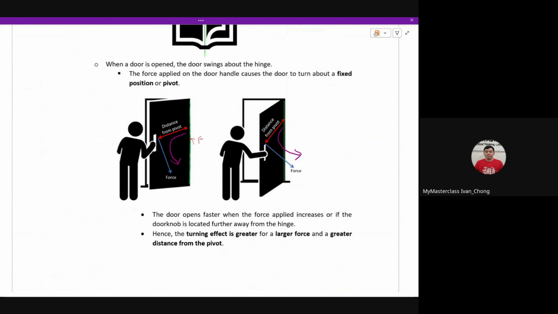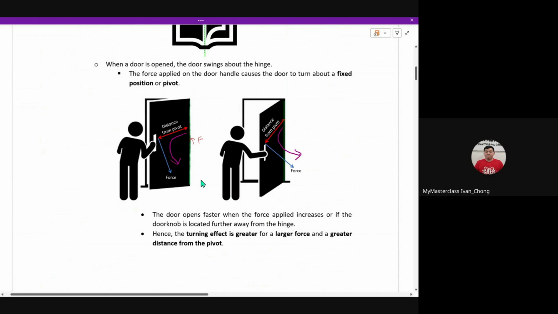Why? Because there's no perpendicular distance from the pivot. So no matter how much force you use, 2,000 newtons, 3,000 newtons, God knows how many thousand newtons, infinite newtons, you can't close the door. You can destroy the wall, but you can't close the door. Why? There's no turning effect. There's no perpendicular distance from the pivot.